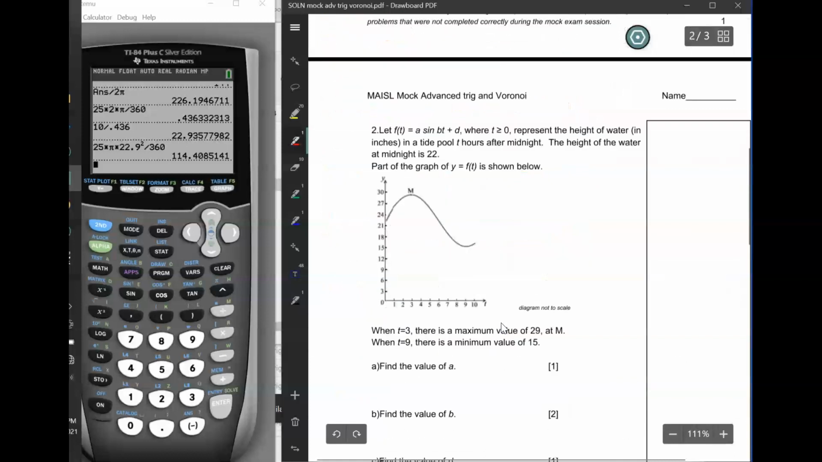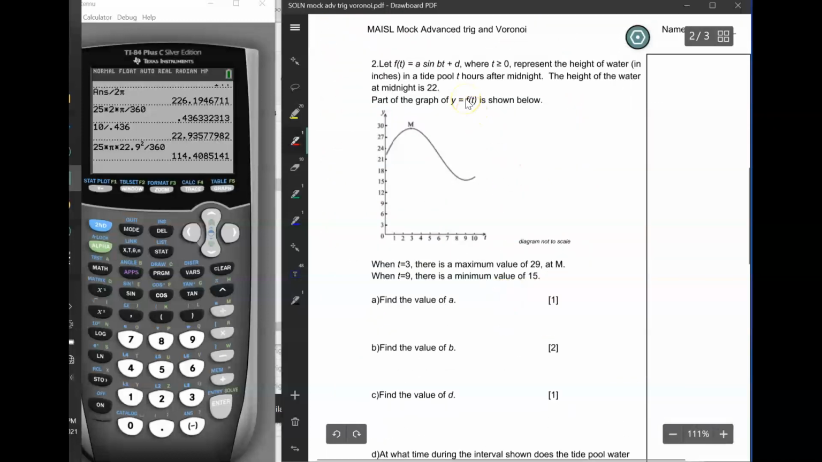Okay, let's look at number 2. Let f of t equals a sine bt plus d, where t is greater than or equal to 0, represent the height of water in inches in a tide pool t hours after midnight. The height of the water at midnight is 22. The part of the graph of y equals f of t is shown below. This is kind of different than you're used to. You're used to always seeing x here. This is just t. Everywhere you normally see x, there's t there. T is used often when the x-axis is going to be time.